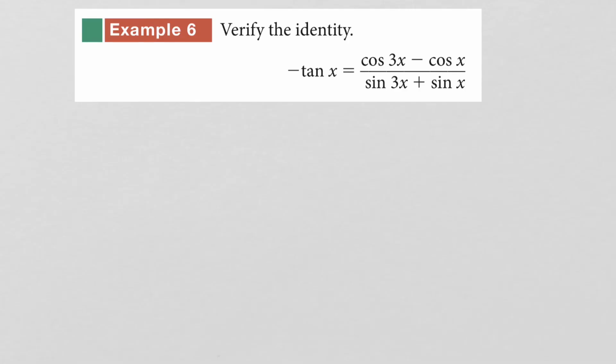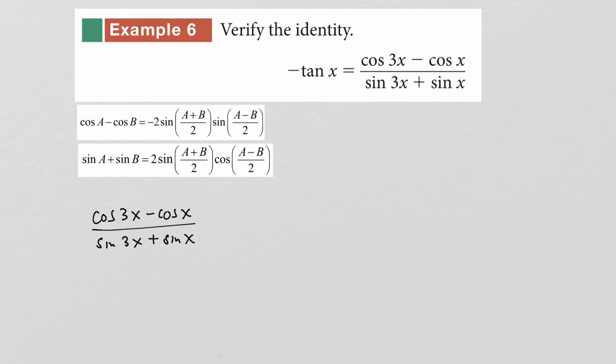For our last example, we want to verify the following identity. And verify means to prove. So to prove this, I'm going to start with the left-hand side and show that it is equal to the right-hand side. So on the left-hand side, we have the following. And to simplify this, we can use some sum to product formulas, and I'll bring those in now.